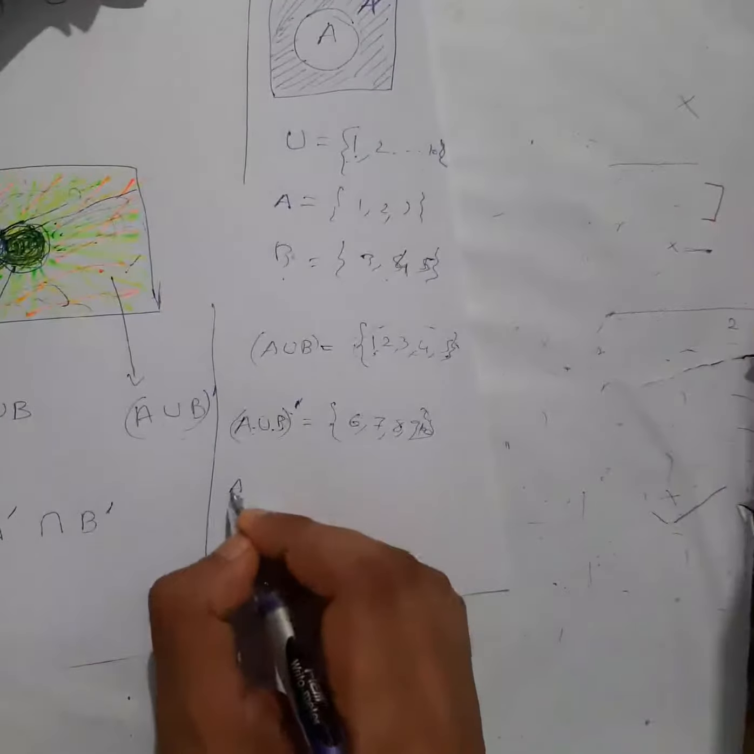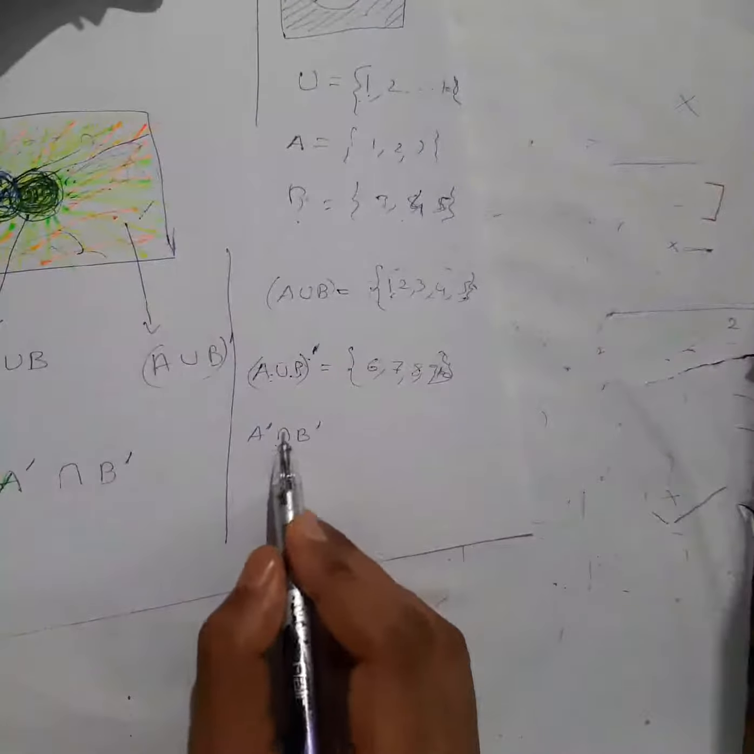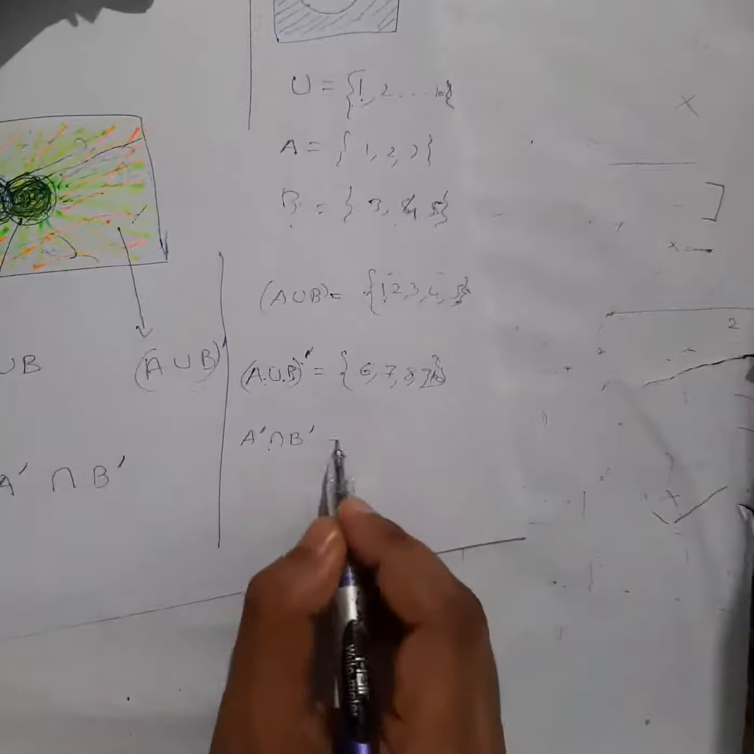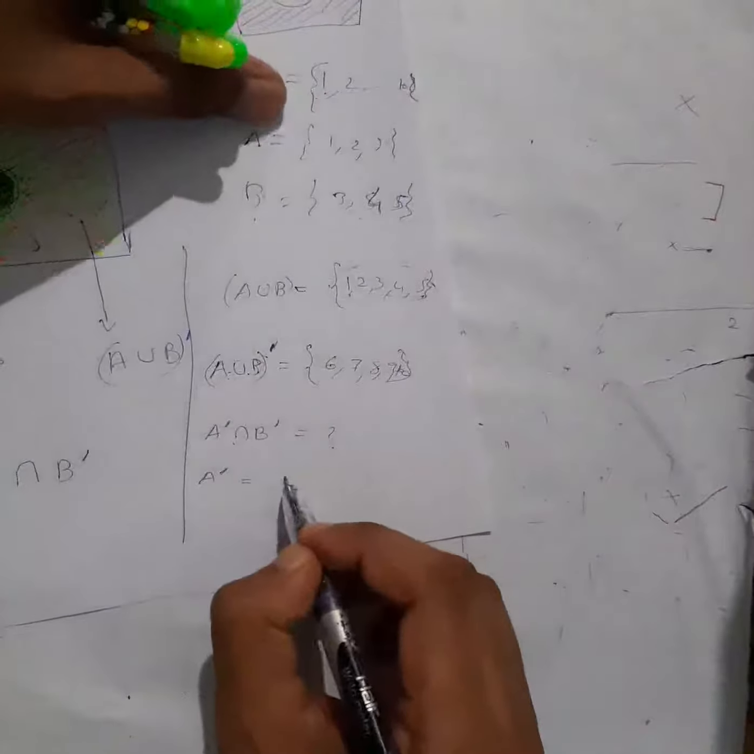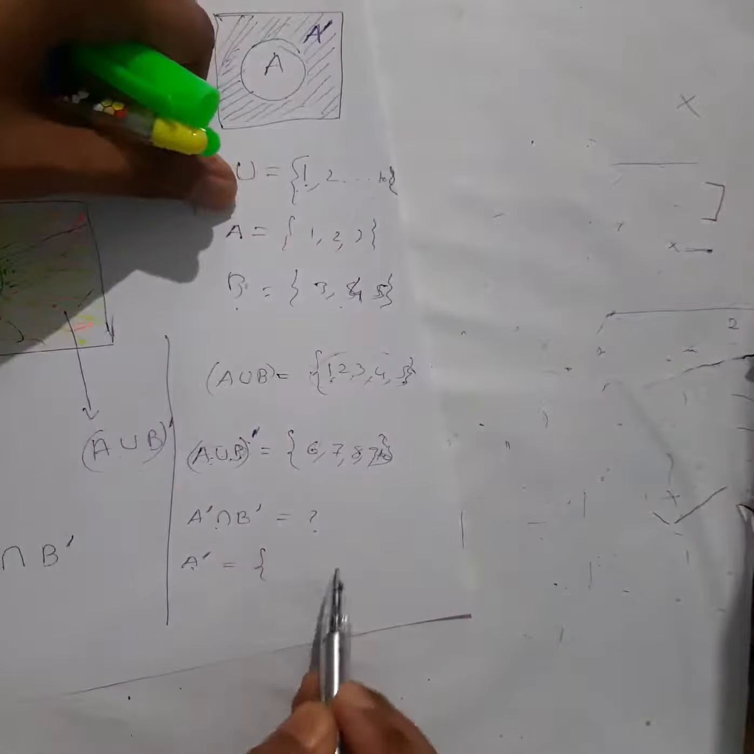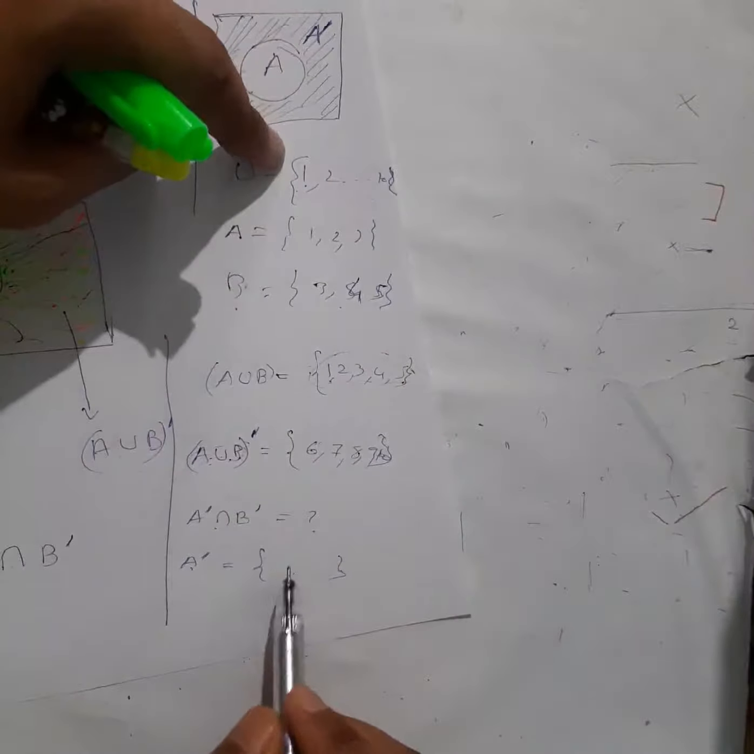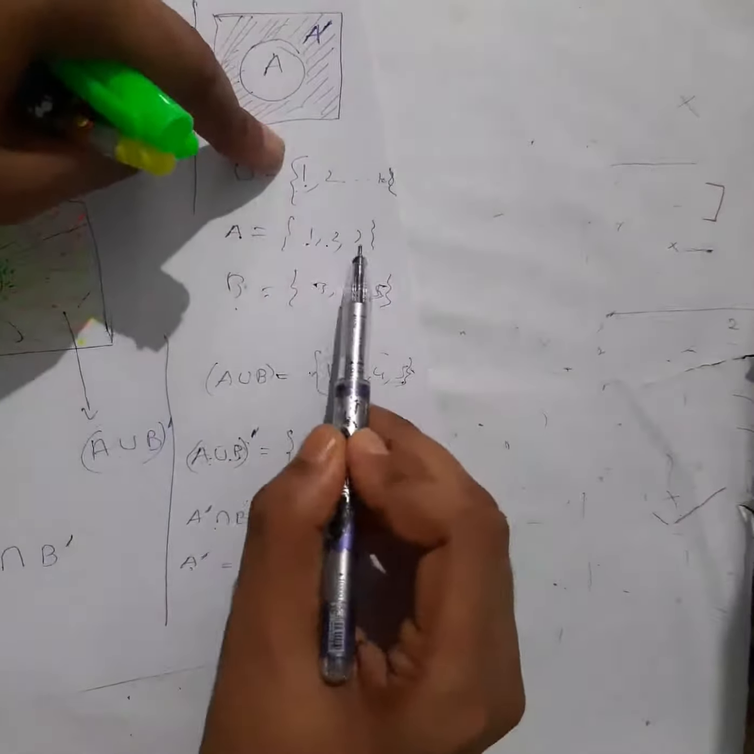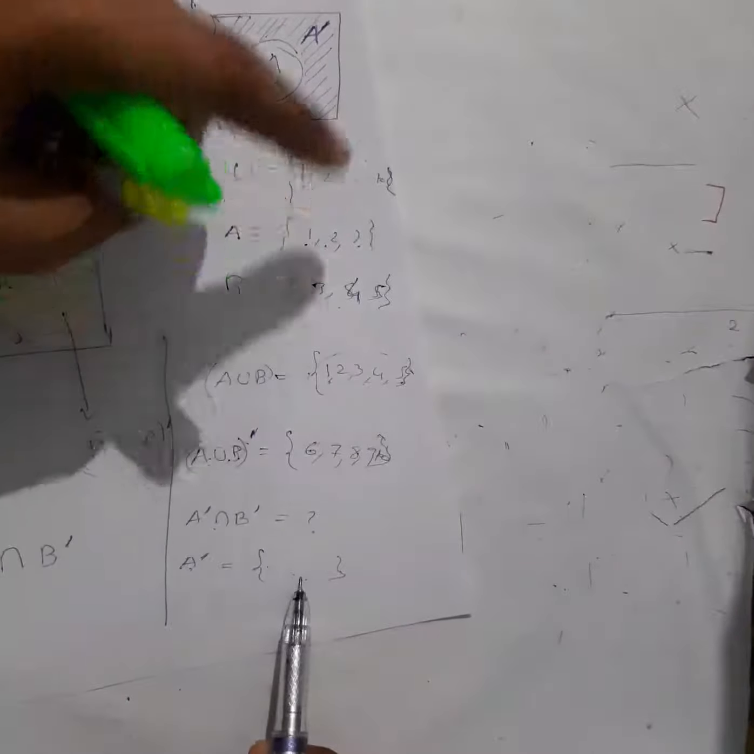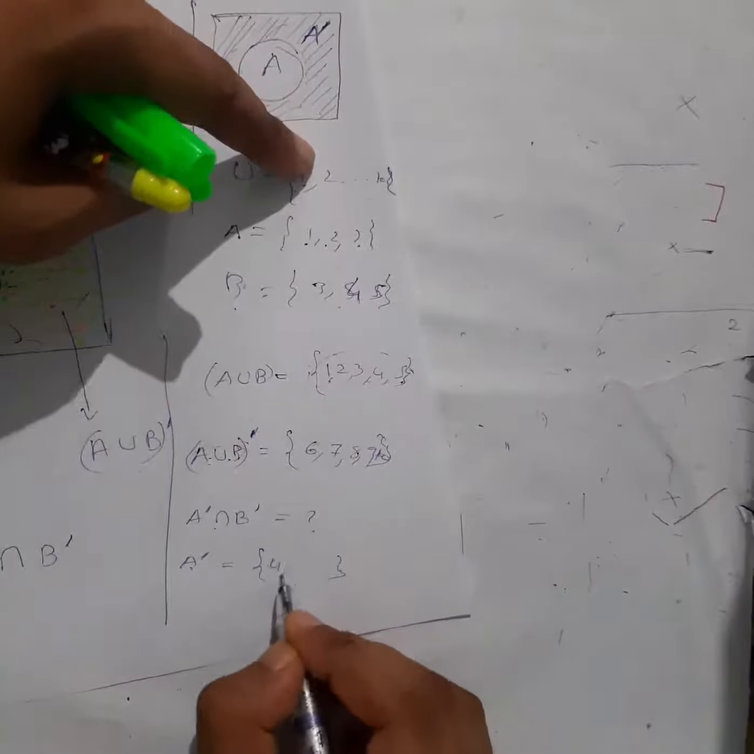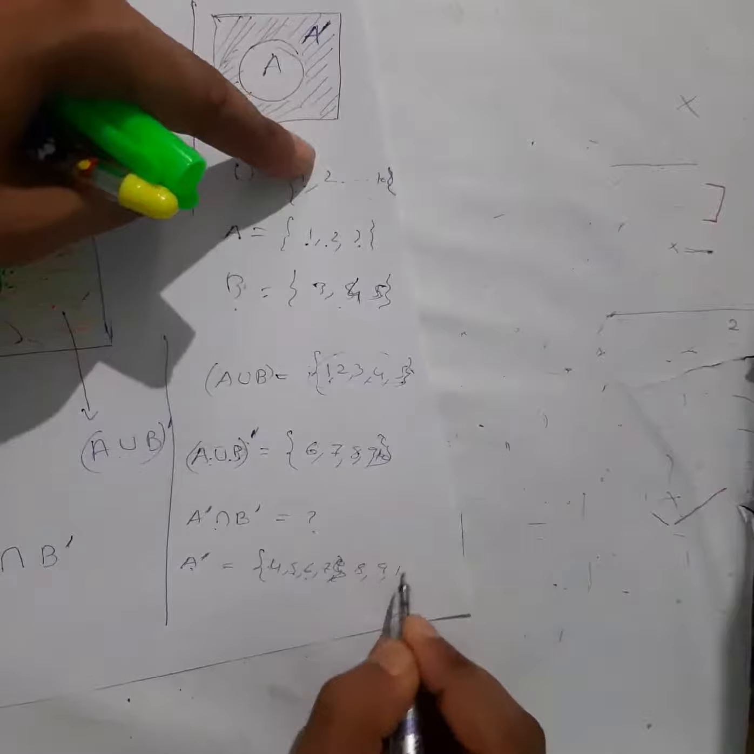Now let's find out A complement intersection B complement, what it will be. For that, first find out A complement, what it is. A complement will be which one? Those elements will be here which are not there in A, but are there in the universal set. So in A what is there? 1, 2, 3. So that will not be there in this set. Complement: 1, 2, 3 will not be there. Other than that, whatever is there in the universal set: 4, 5, 6, 7, 8, 9, 10.